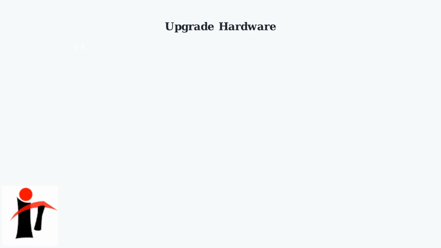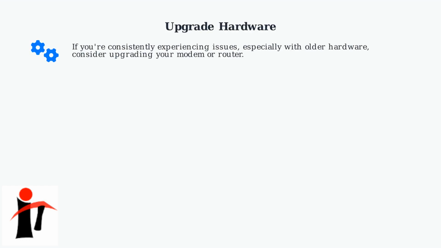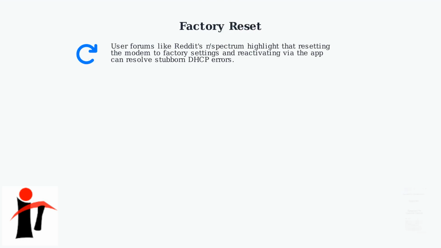If you're consistently experiencing issues, especially with older hardware, consider upgrading your modem or router. User forums like Reddit's r/Spectrum highlight that resetting the modem to factory settings and reactivating via the app can sometimes resolve stubborn DHCP errors.